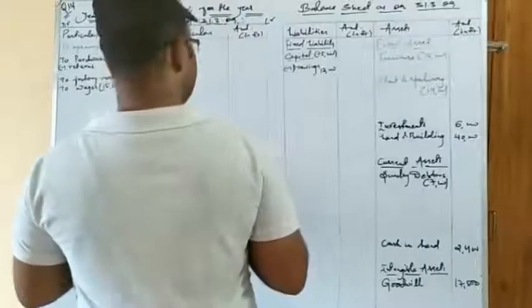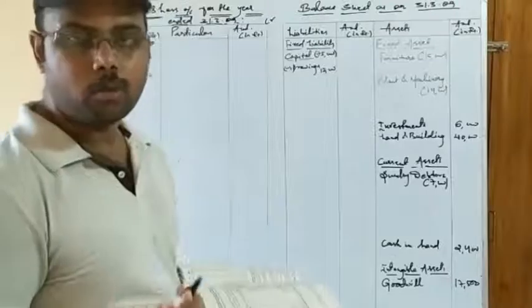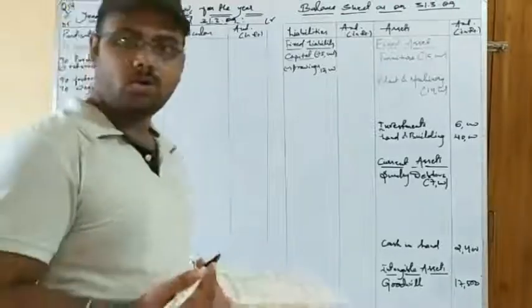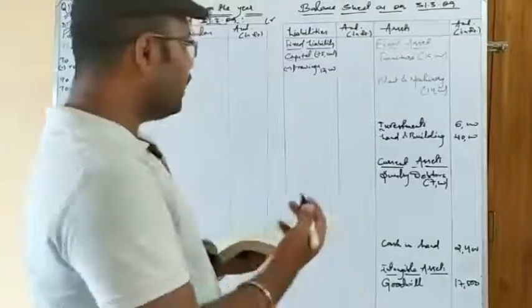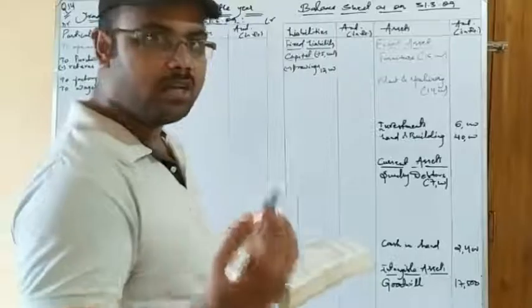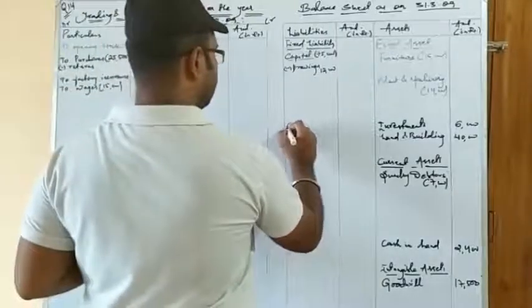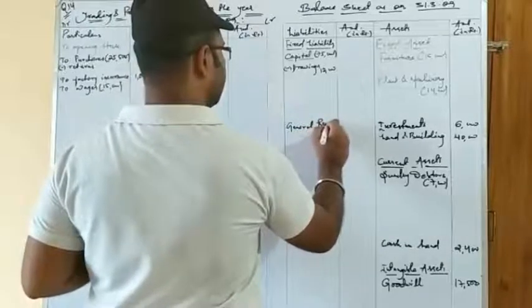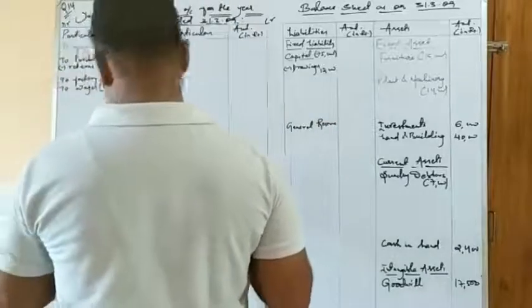After capital there is general reserve. General reserve is again taken as a fixed liability, because I have told you that contingent liabilities are not shown in the balance sheet. But general reserve is taken out of the profit to meet future losses or expenses, so it cannot be deducted from a concerned asset. So general reserves are shown under the head fixed liability itself. General reserve given is 18,000.